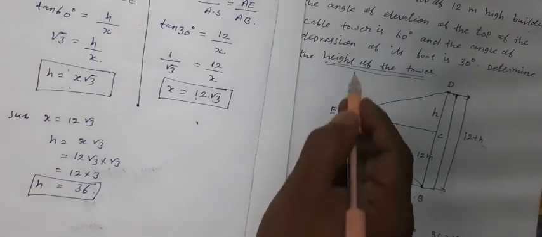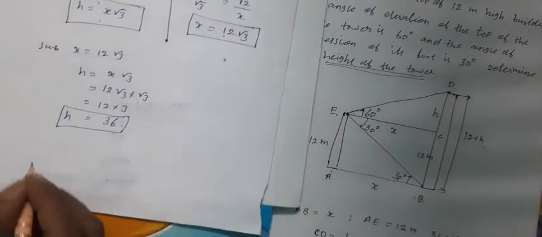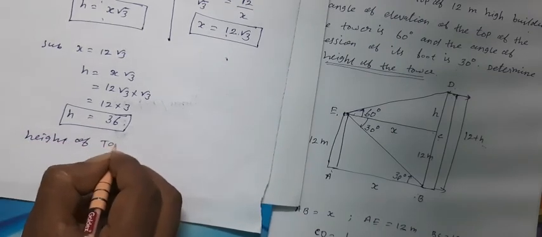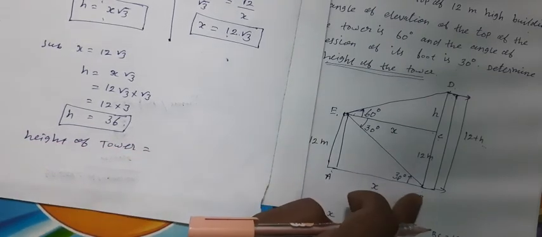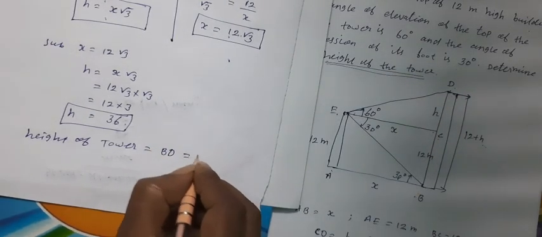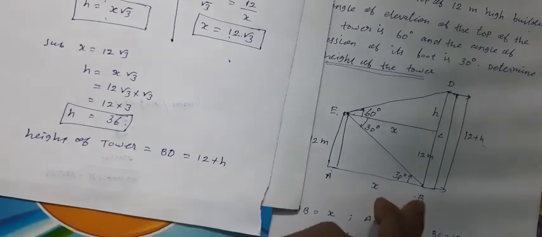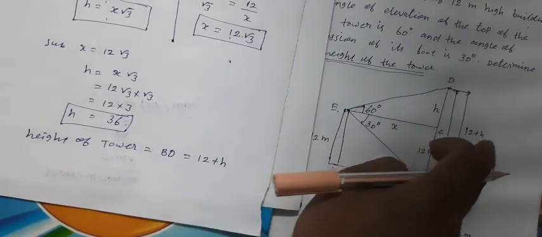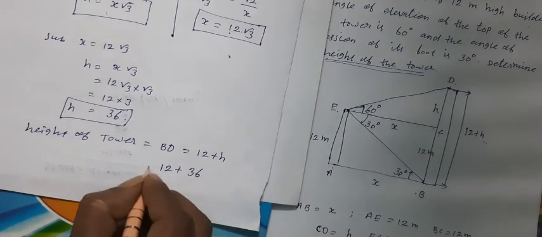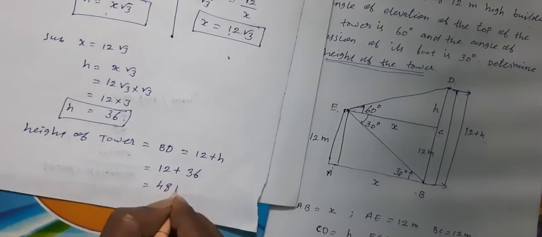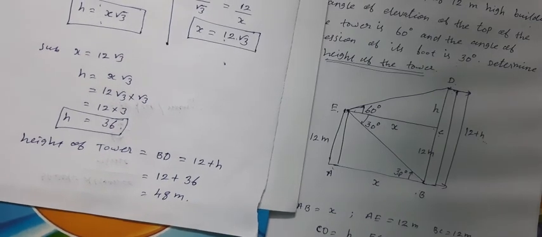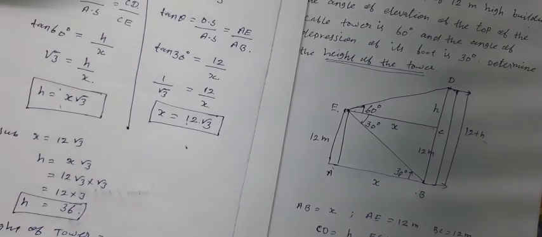But you want to find the height of the tower only, right? So the height of the tower is BD. BD is equal to 12 plus h. So 12 plus h is equal to 12 plus 36. We get the answer 48 meters. So this is the height of the tower. Clear? Okay. Thank you, boys.